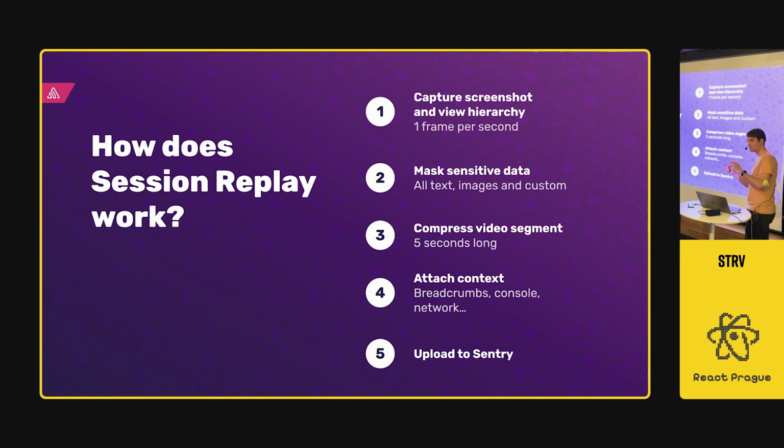First, we capture the screenshot of the view of the application, not the whole device, and the application view hierarchy. Using these, we can remove the sensitive data. By default, it's all text, images, and whatever you marked as mask, custom. After a while, when we collect multiple of these screenshots, we compress the video, attach all the useful information like the breadcrumbs, network calls, performance spans, and others, and send it to Sentry.